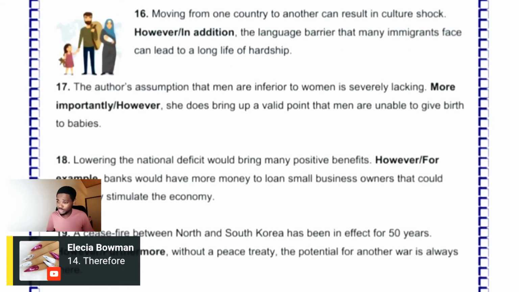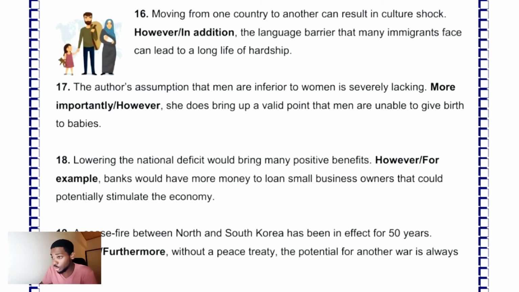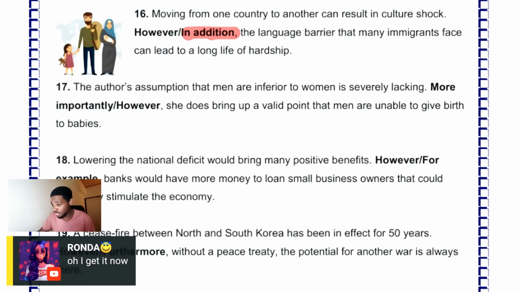16. We're almost at the end of this activity. Moving from one country to another can result in culture shock. Blank, the language barrier that many immigrants face can lead to a long life of hardship. So let's look at the two ideas here. Moving from one country to another can result in culture shock. That's the first idea. Then we see that the language barrier can lead to a long life of hardship. So we're adding to the problems that you can face, right? Culture shock is one problem. We're adding another problem. So we need a transition that shows addition, such as in addition.